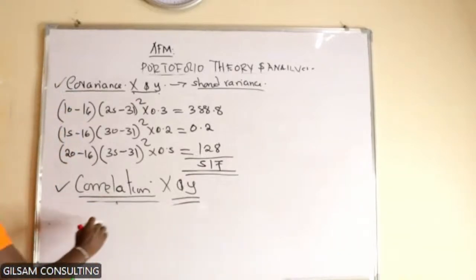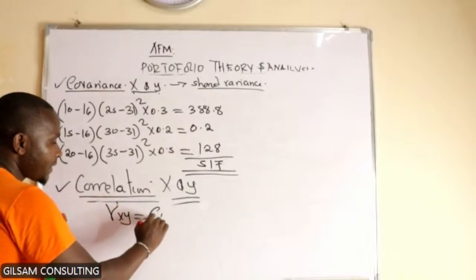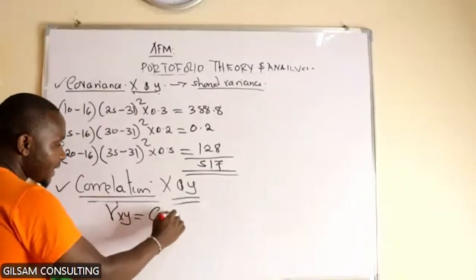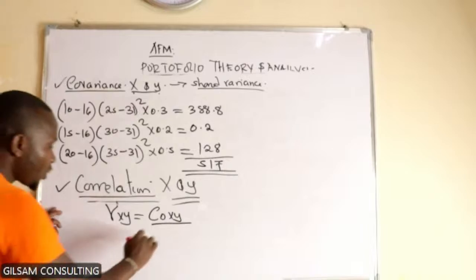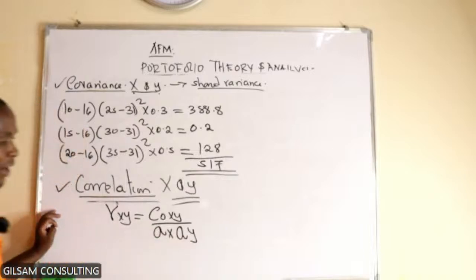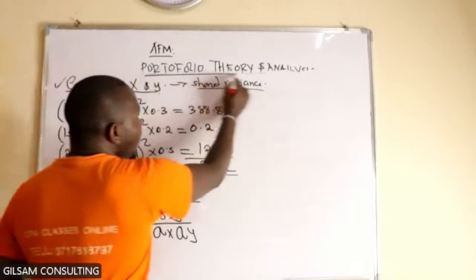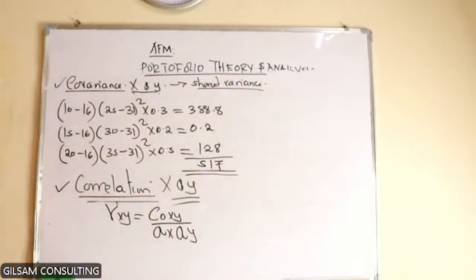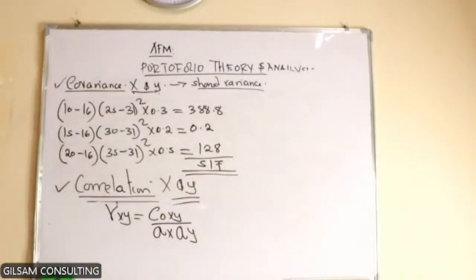So we take R XY equals the covariance that we got, divided by the standard deviation of X and the standard deviation of Y. If you divide that, it's coming to the weight of Y. So write that. For S, take 1 minus that to get 0.33.